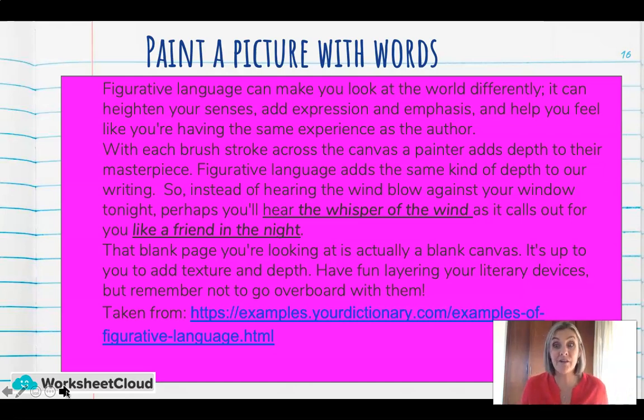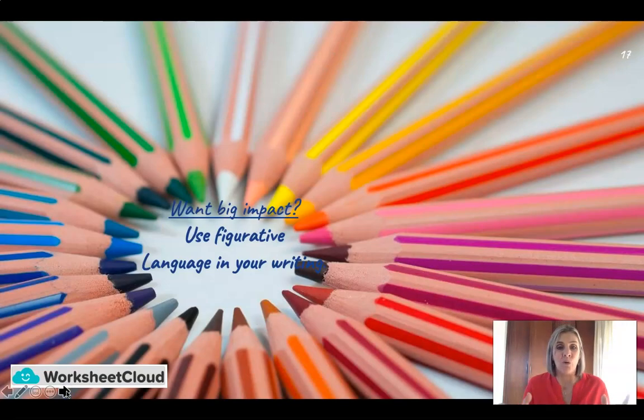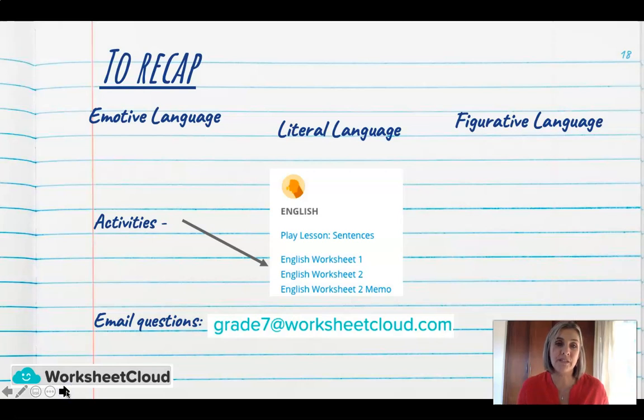And so have fun layering your literary devices, but remember not to go overboard with them. So yes, do you want to make a big impact with your writing? Then use those figurative language devices. But as was stated in the slide before this, don't overdo it. Don't have onomatopoeia and then personification and then a simile. Sometimes when there's too many, you lose the impact of what you're trying to get across. So be clever in the way you use those different devices.